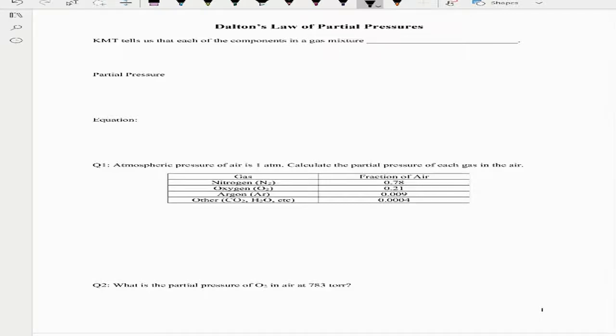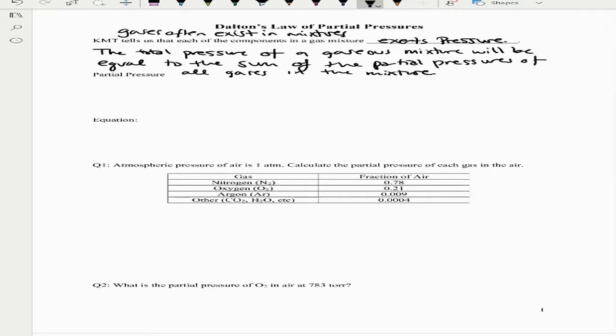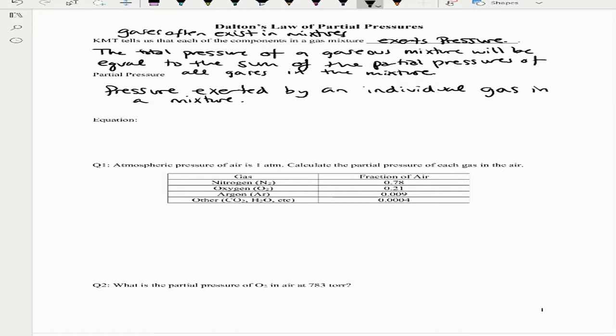This video is on Dalton's law of partial pressures. Dalton's law of partial pressures is relevant because gases often exist in mixtures. And what kinetic molecular theory tells us is that each of the components in a gas mixture exerts pressure, and this is because all of the gases are going to be colliding with the container walls, meaning that they're making pressure. And the partial pressure is defined as the pressure exerted by an individual gas in a mixture.